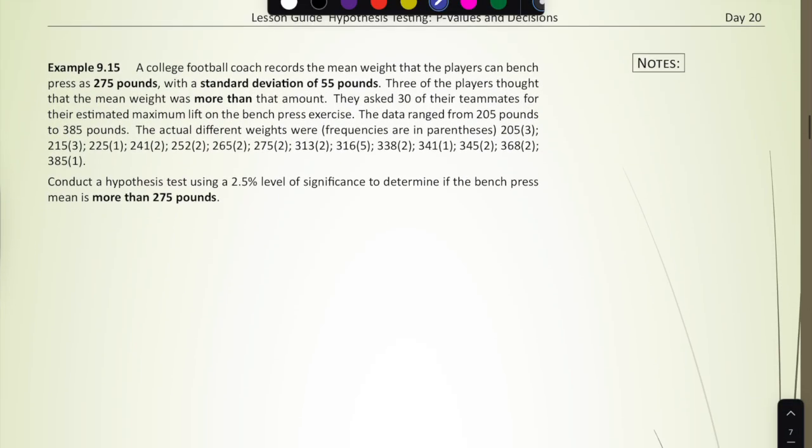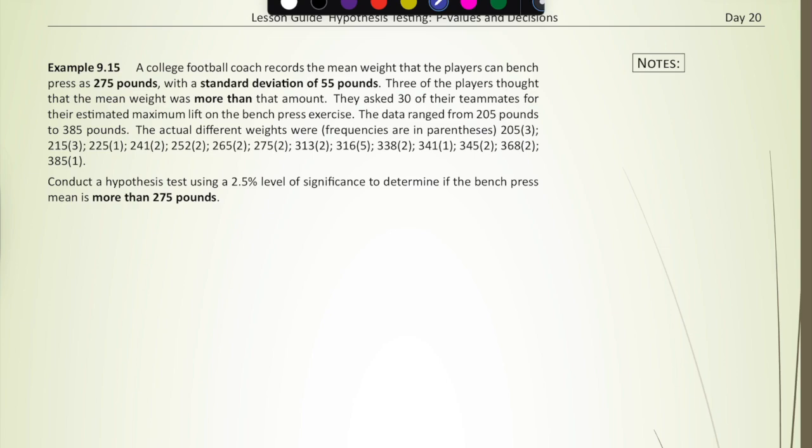Okay, let's go on to the next one. A college football coach records the mean weight that the players can bench press as 275 pounds with a standard deviation of 55 pounds. Okay, right? So some can lift more, some can lift less. And the spread is about, there's a standard deviation of 55 pounds.